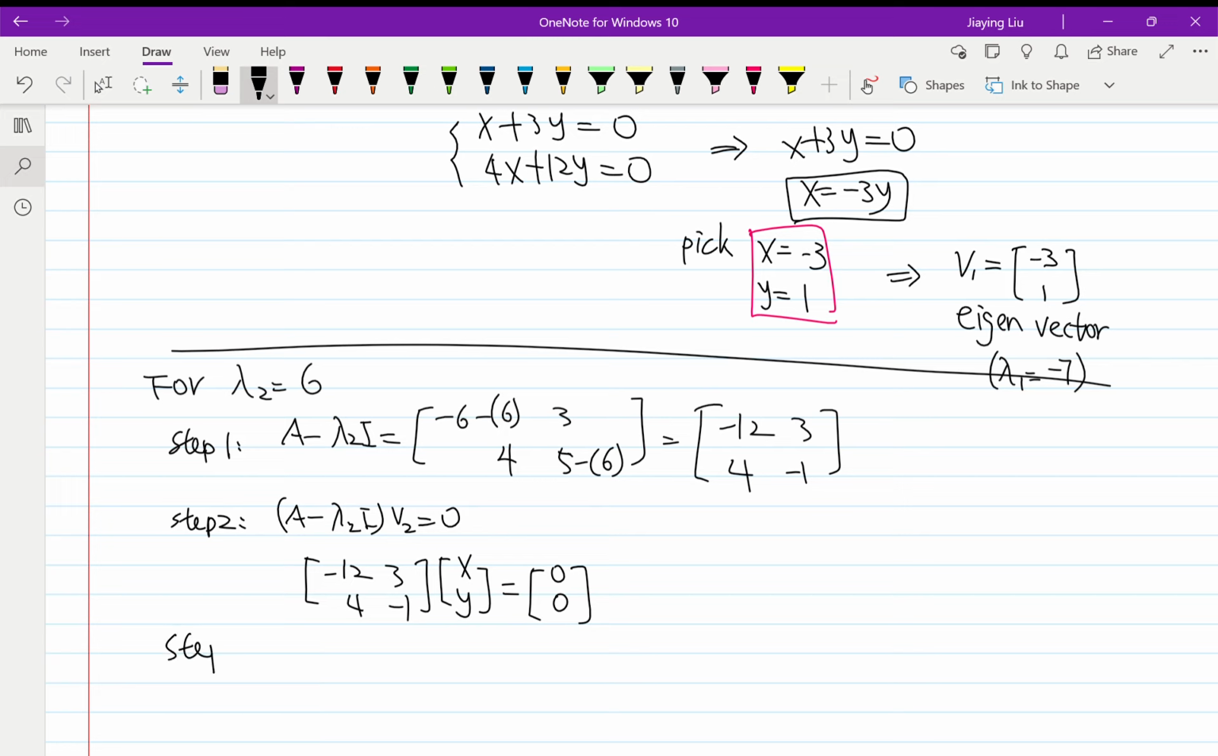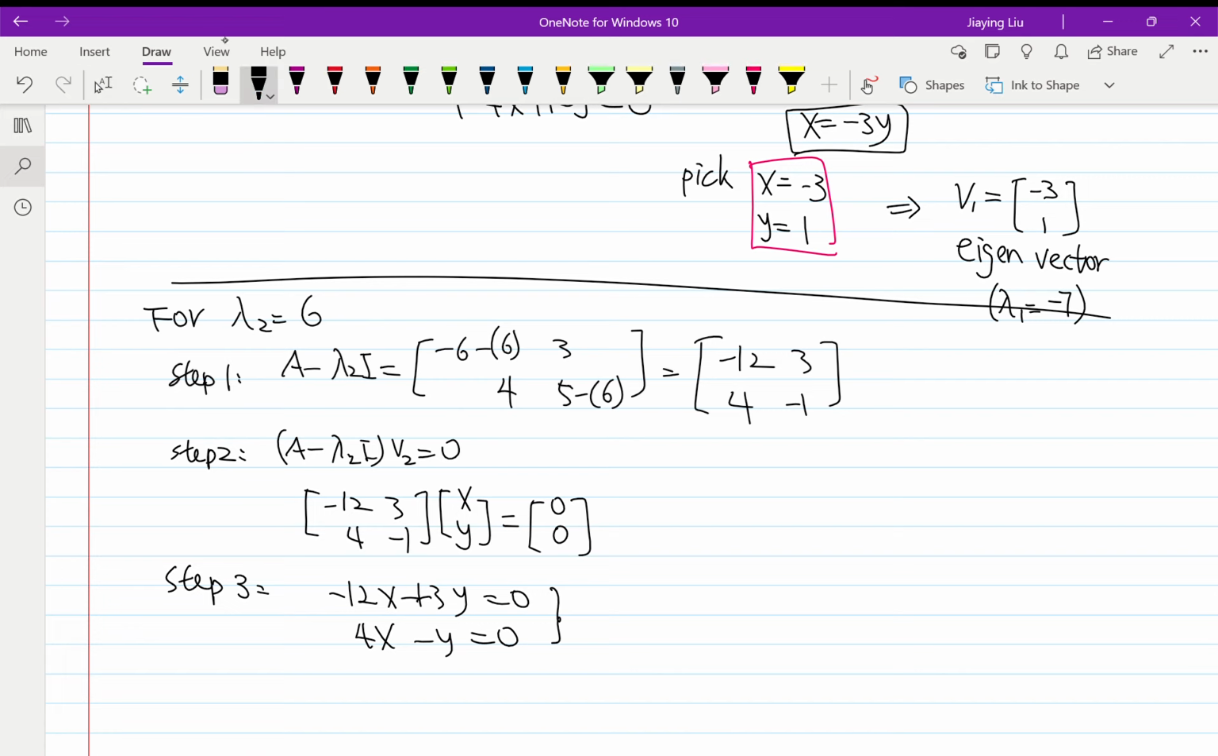And in step 3, convert this into a system of equations. So that's -12x plus 3y equals 0. And then we have 4x minus y equals 0. And again, just like before, it turns out that we really just have one equation instead of two. So we get 4x minus y equals 0, and y equals 4x. And here you can decide what to pick for x and y. Obviously I'm going to go with the easy one, right? If I want y to be an integer, x has to be an integer. So x equals 1, y equals 4.